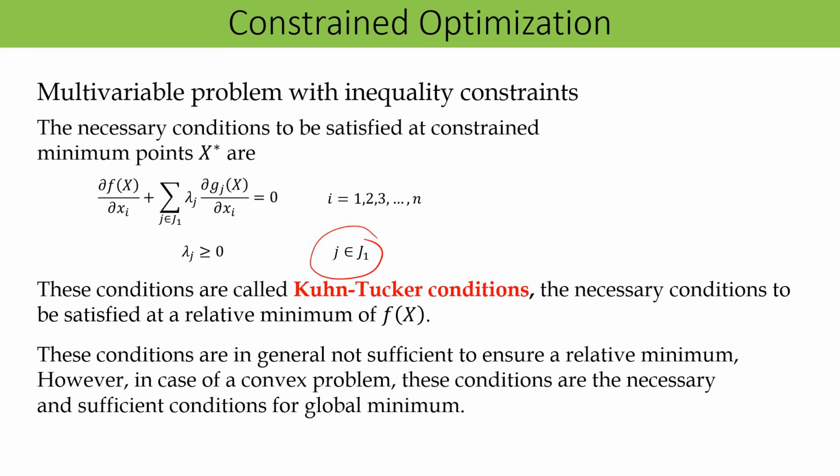So these conditions are in general not the sufficient condition. As I said, this is not the sufficient condition. So these conditions are in general not sufficient to ensure a relative minima. However, in case of convex problem, we have already discussed what is convex function, convex problem. So for the convex problem, these conditions are necessary and sufficient condition for minima. So this is for the convex problem.